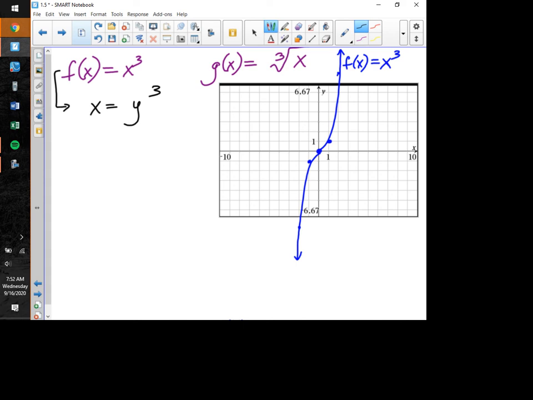But it's a convention now that we generally like our functions solved for y in terms of x. So now at this point, pretty simple one here, we'd get rid of a cube by taking a cube root on both sides here. And we would end up with y is equal to the cube root of x, and that's the inverse of the original function f.